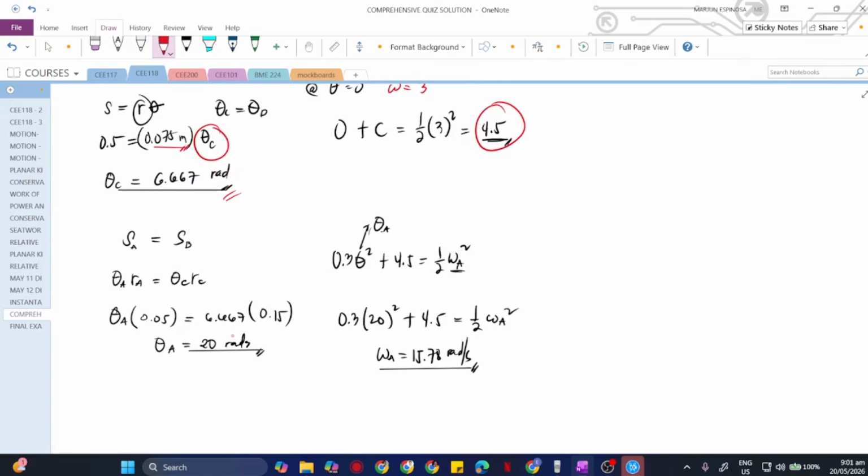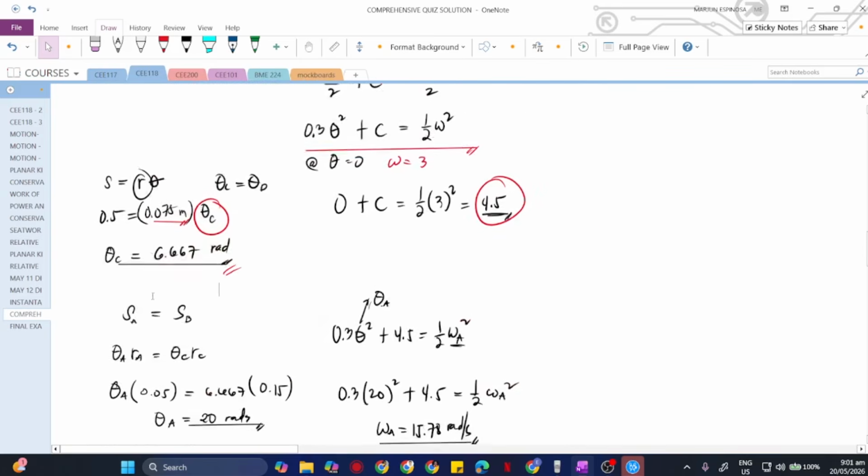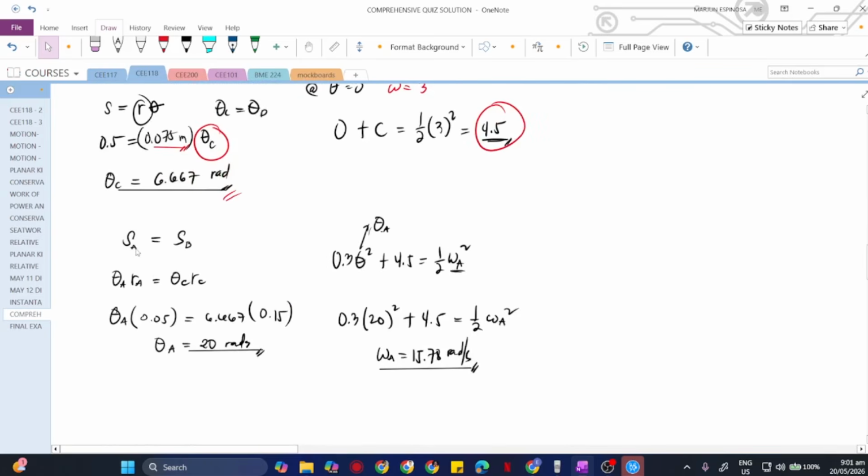And then, since yung pulley A natin and pulley C are on the same belt lang, therefore, whatever yung magiging linear displacement ng pulley A at saka linear displacement ng C, class, equivalent lang. So, kaya theta A times RA equivalent to theta C times RC. Okay? So, therefore, ginamit lang natin yung radius ng A, which is equivalent to 0.05 or 50 mm, to solve for the value of theta A. And then, yung theta C, nakuha na natin to be 6.67, and then yung radius ng pulley C, which is 0.15. So, nakuha na natin yung theta A to be 20 radians. Then, we plug it in here to solve for the omega A. Then, nakuha natin yung omega A.